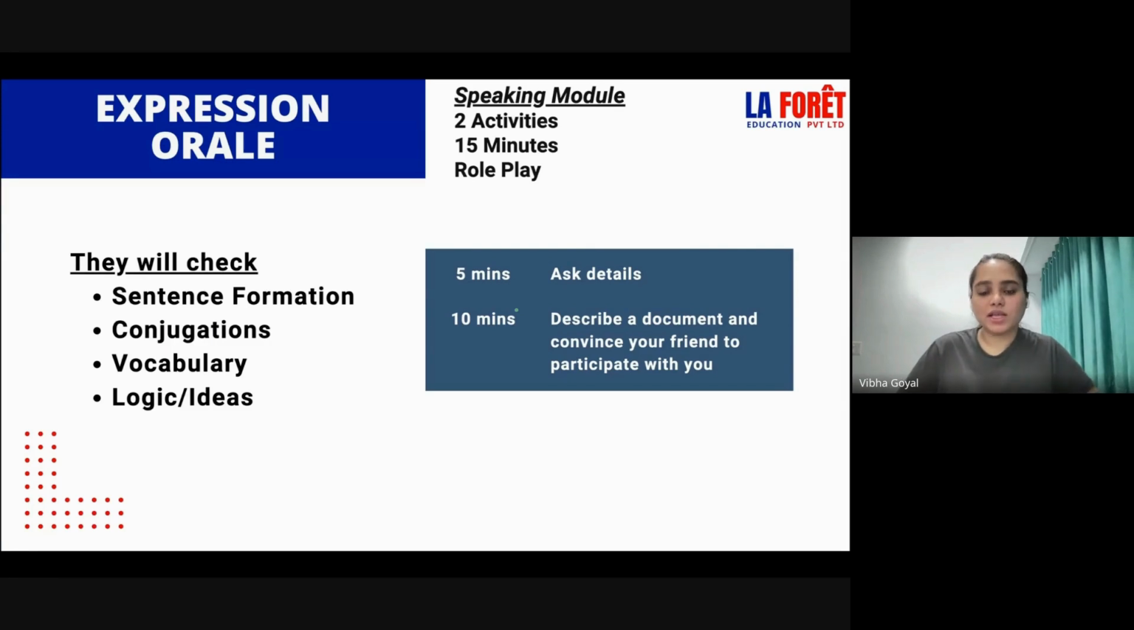And the second document is convincing your friend. Your friend, meaning the examiner, would play the role of your friend or someone you know, and you have to convince them to go to some place with you or do an activity with you. In most cases, they are not ready to do it, so you have to be really convincing. The first one is formal, the second one is usually informal. So remember to use tu and not vous with the second one, and in the first one it will be vous.